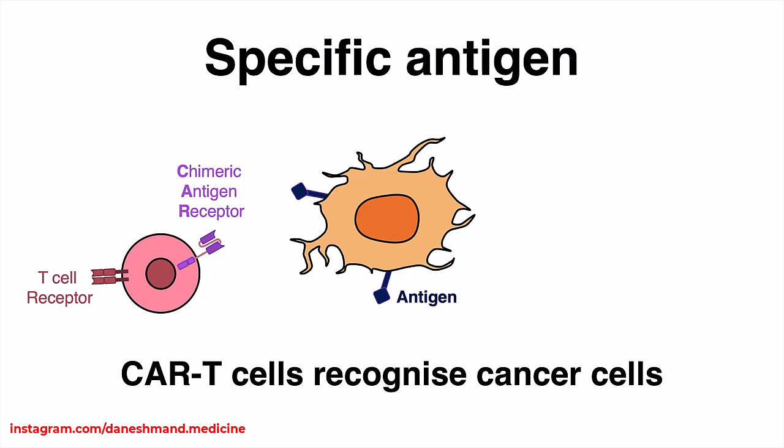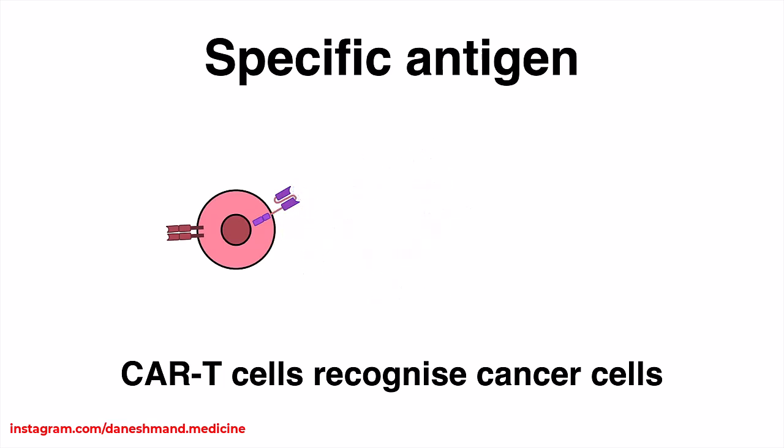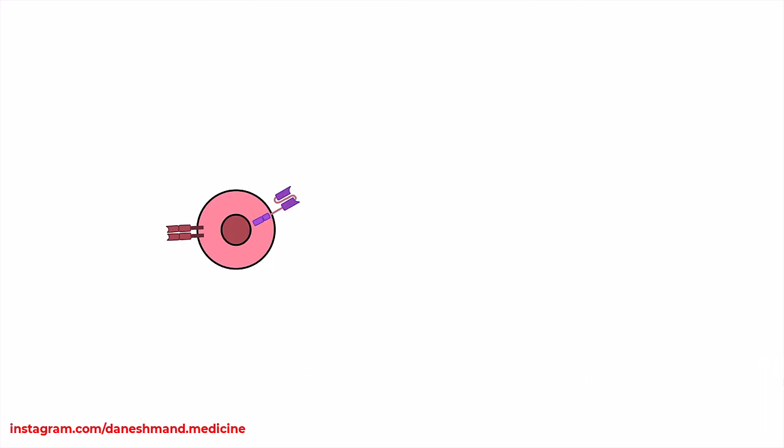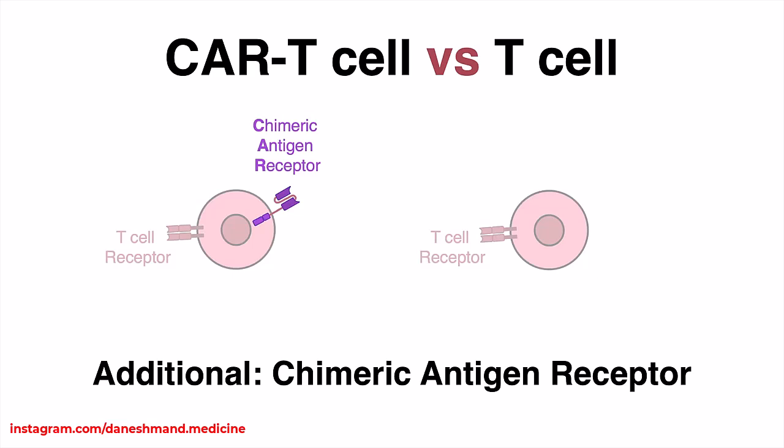Similar to the key lock principle, CAR T cells perfectly match the tumor antigen, and the T cell's cytotoxic mechanisms take care to eliminate these cancer cells. The only characteristic that makes CAR T cells different from natural T cells is the chimeric antigen receptor.